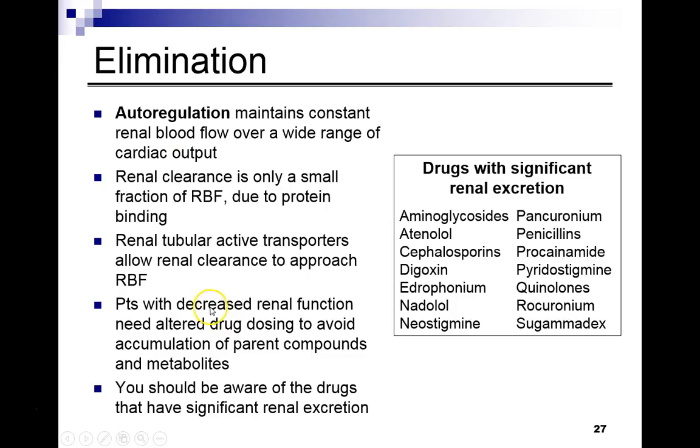So now when we talk about patients with decreased renal function, we have to change drug dosing because otherwise we can have accumulation of parent compounds or metabolites, and we worry about that especially in the case of active metabolites. And again, this is not a table for you to memorize per se, but we should all be aware that we have drugs out there which do have significant renal excretion. And some of them we're familiar with. We know that our penicillins and cephalosporins have renal dosing. We know that rocuronium to some degree has renal dosing. And we should be aware of these drugs as we treat patients who have renal dysfunction.